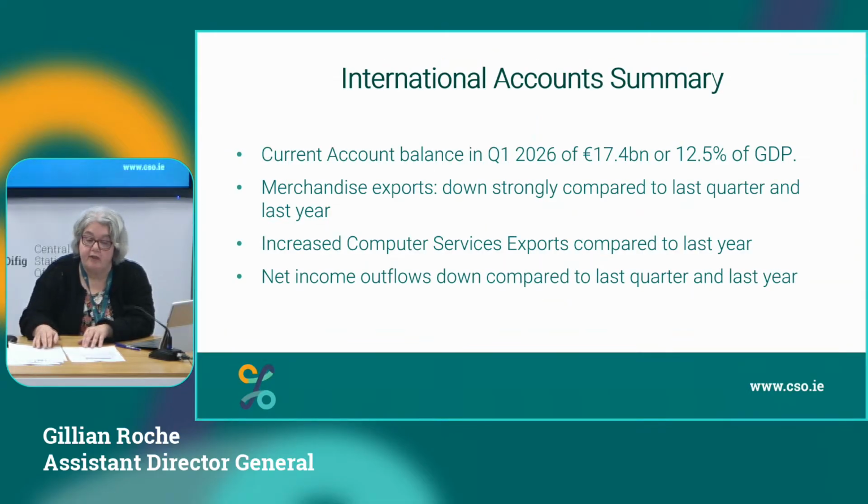So just to summarise then, we have the overall current account balance in Q1 26 of 17.4 billion, or 12.5% of GDP. We see that strong downward trend in the merchandise exports compared to last year and the last quarter. On the services export side, we see increased computer service exports in the year, and we see the net income outflows also on a downward trend, mirroring the exports trend. So I'll hand you back to Chris to summarise.